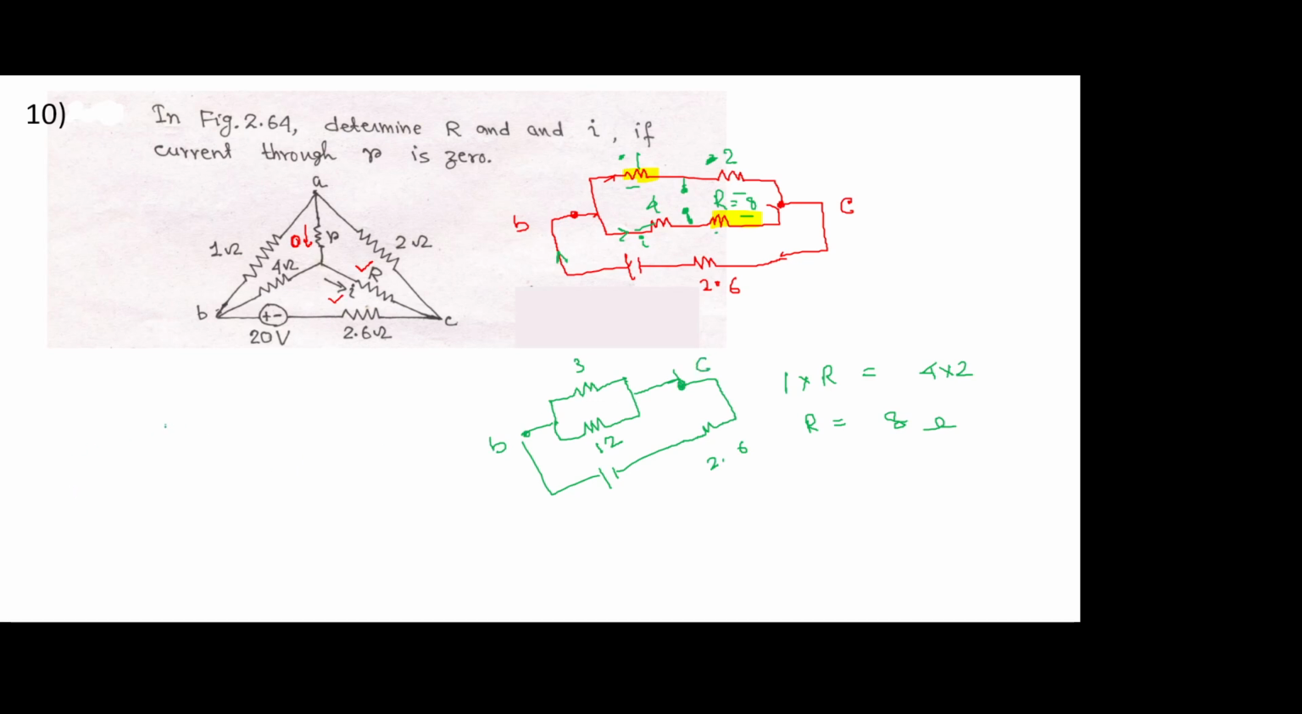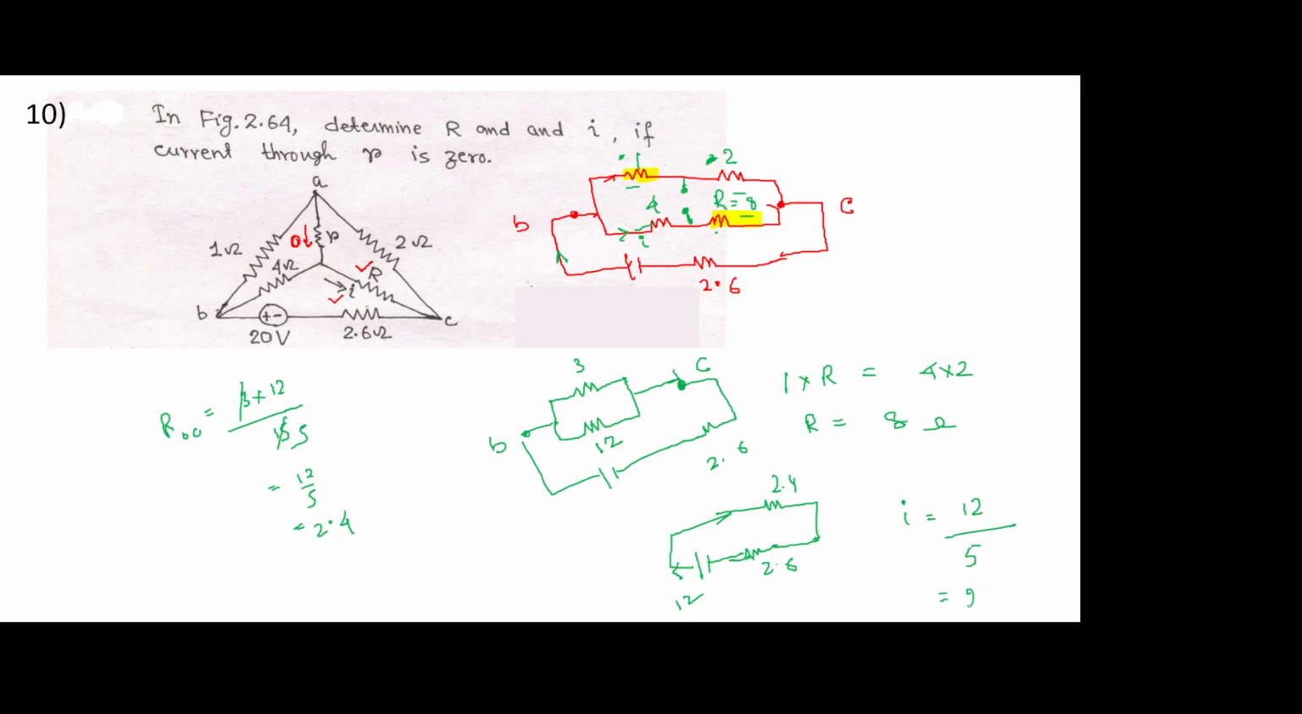So equivalent resistance across B and C will be 3 into 12 by 3 plus 12, that is 15. So 12 by 5, so this comes out to be 2.4. Now the circuit is simple. These two resistors are connected in series, so it is 2.6 and 2.4, and there is a 12-volt battery connected across it. So the current flowing out of the battery will be 12 by 2.4 plus 2.6, that comes out to be 5.